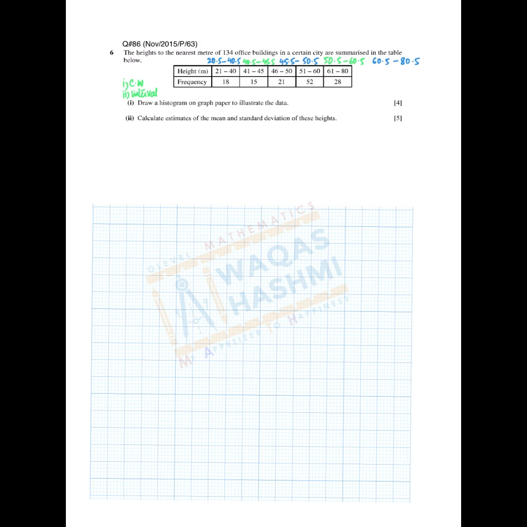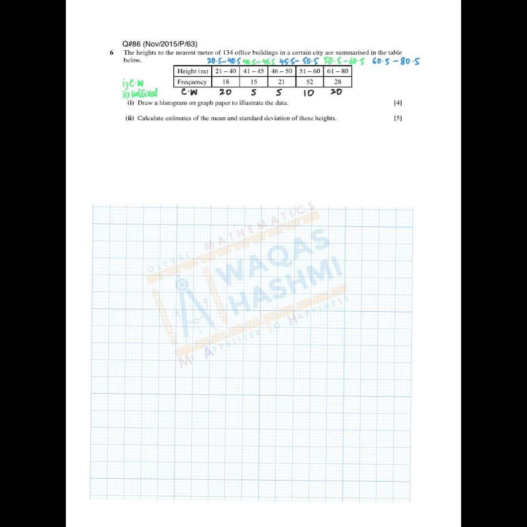After that, we need to find out the value for class width. And what is class width? It is the difference between the upper and the lower. So 40.5 minus 0.5 leads to 20. Similarly, if you follow the same pattern, 45.5 minus 40.5, so that will be 5. All right. After that, 50.5 minus 45.5, it will be 5. 60.5 minus 50.5, it will be 10. And lastly, 80.5 minus 60.5, that is 20.